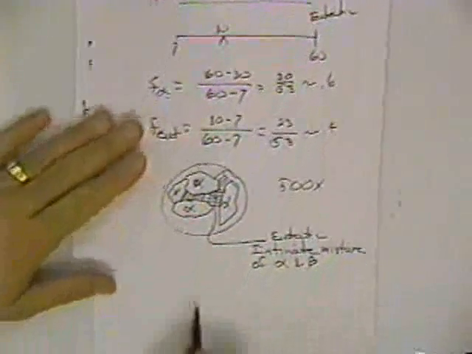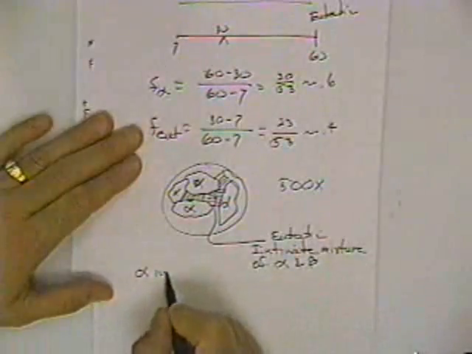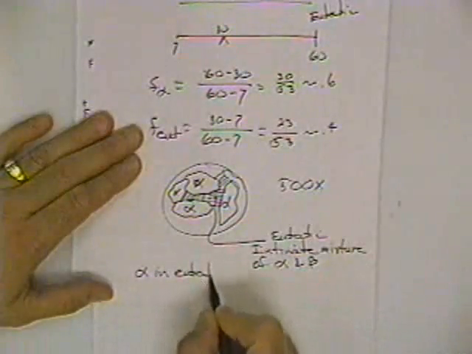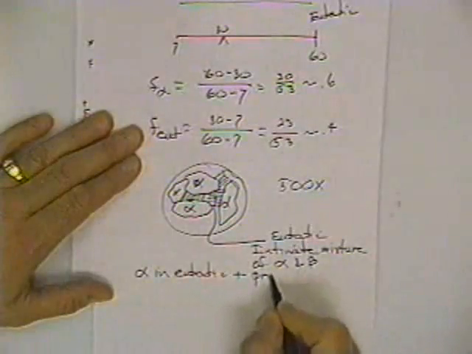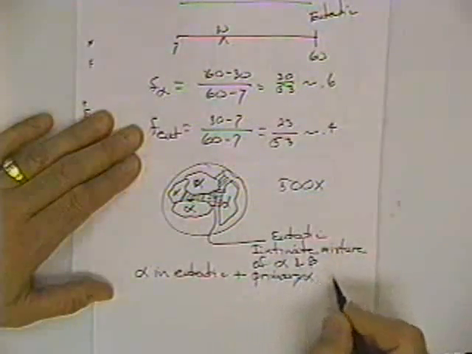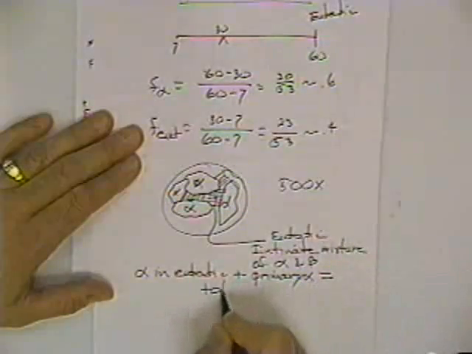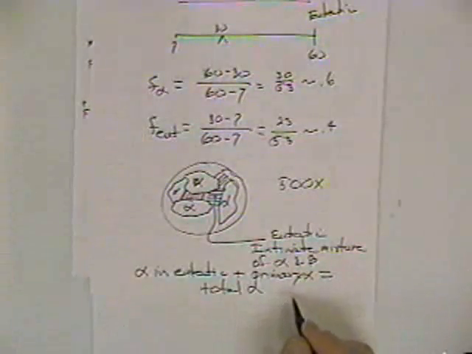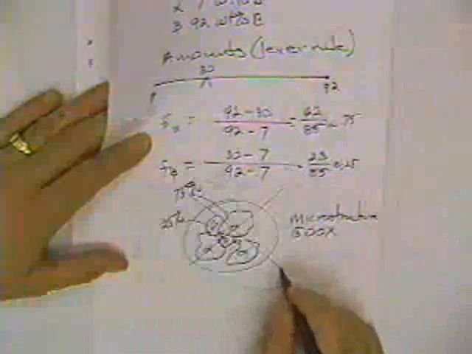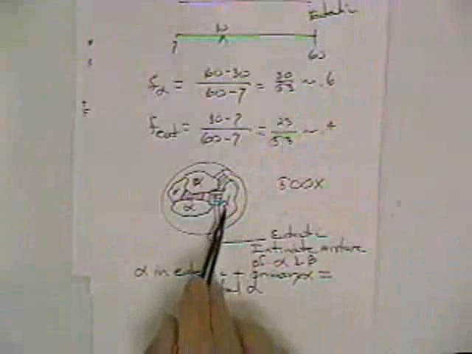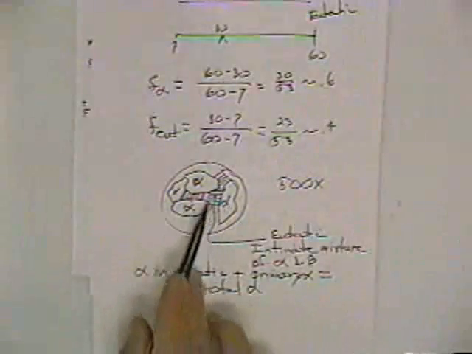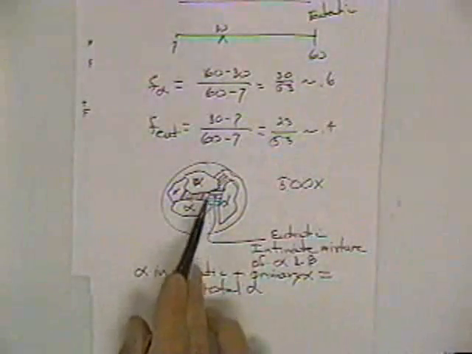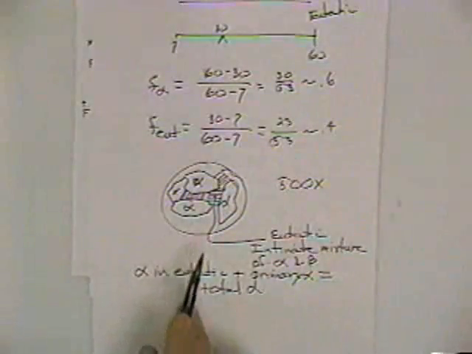So the alpha in eutectic plus the primary alpha has to equal the total alpha, which we calculated on the previous page. So I really ought to put this thing back up here and cross this diagram off, and remind you that you would have primary alpha, and then this crosshatch region represents a mixture of alpha and beta.